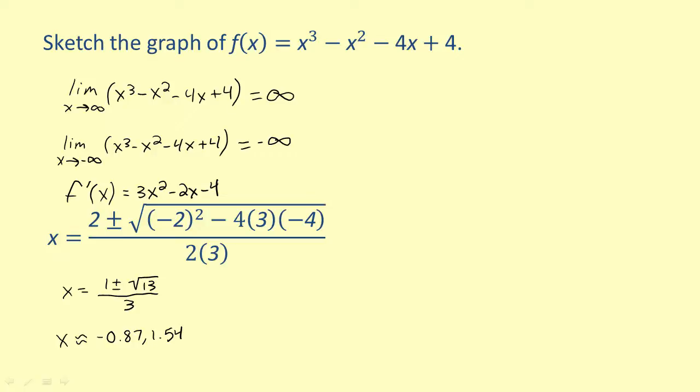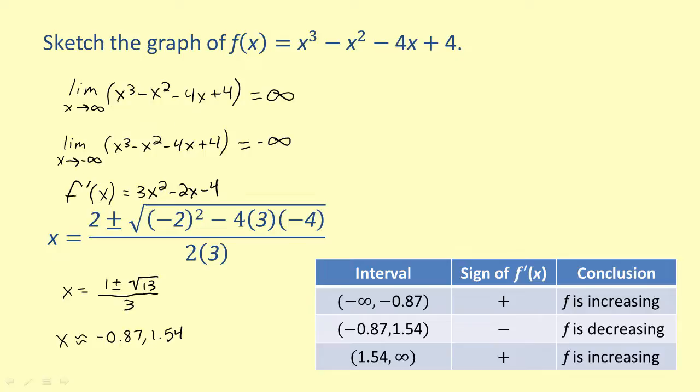By finding the sign of f prime on each of these intervals, we can determine where f is increasing and where it is decreasing. Notice that f changes from increasing to decreasing at x equals negative 0.87, and f changes from decreasing to increasing at 1.54. This means that there must be a local maximum at negative 0.87 and a local minimum at 1.54.